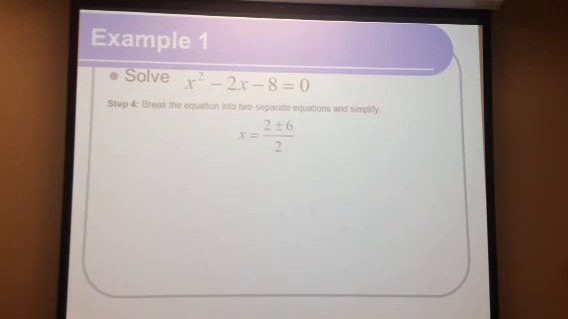There's actually two solutions here. One solution is going to be 2 plus 6, all divided by 2. The second solution will be 2 minus 6, all divided by 2. We're going to separate these into two separate pieces. 2 plus 6 is 8. Divide that by 2. One solution is 4. 2 minus 6 is -4. Divided by 2 is going to give us -2.